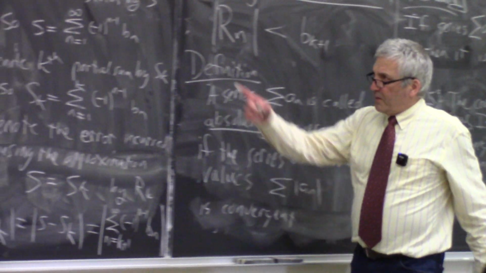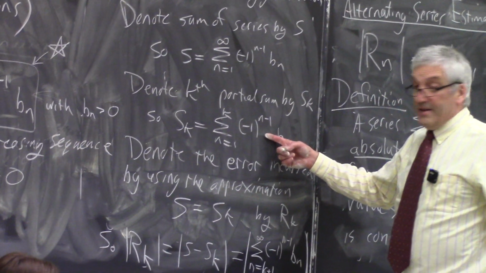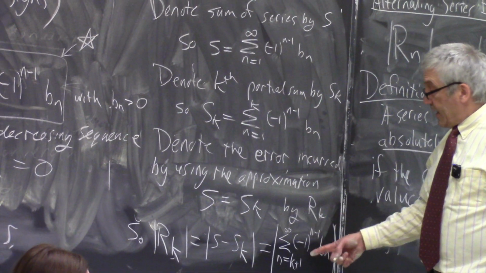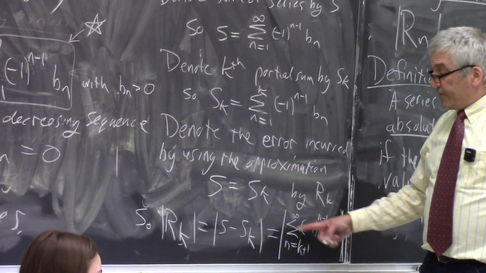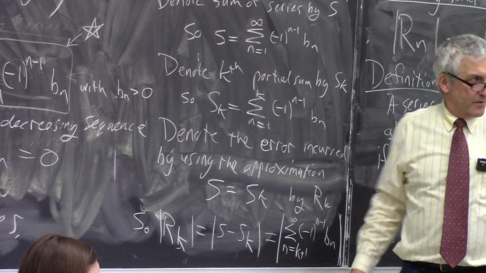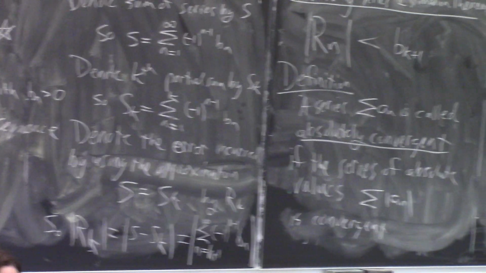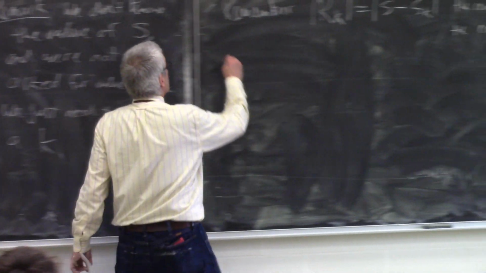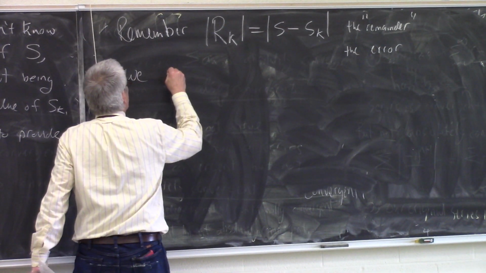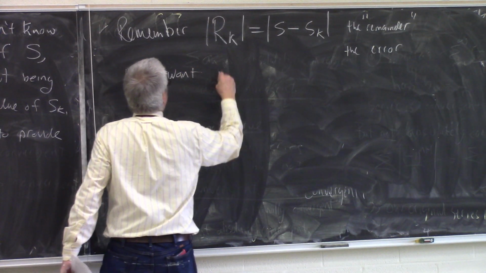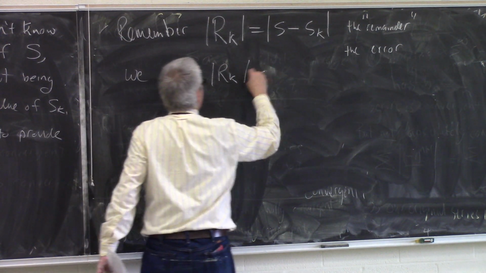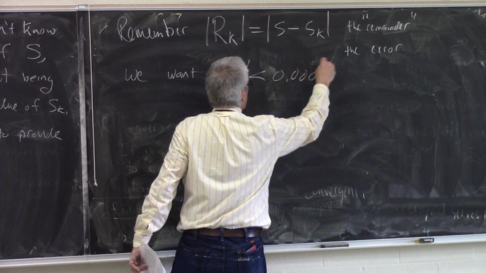Remember that when you approximate this series by just using a partial sum, that means you didn't add up the whole tail. So the remainder is the sum of those remaining terms. So that's why the letter R, at least I think that's why the letter R is used. Okay, so we want Rk to be less than 0.0001.